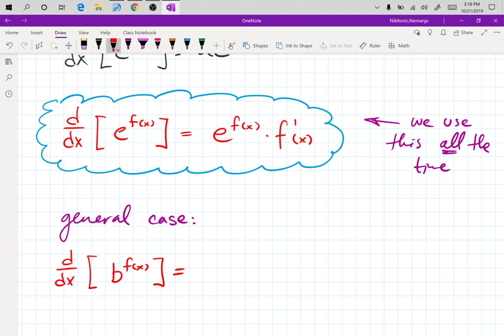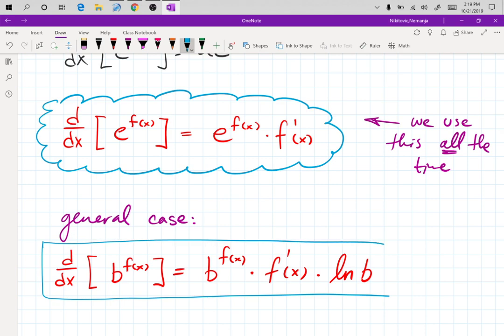But again, the one above is the one that we use all the time, because 99.999% of the problems are always with e's. You really have to go out of your way to find problems that do not have e in them if you are working on applications, right? So the derivative of b to the f of x would be b to the f of x times f prime of x times ln of b. So this would be the general case. But as I mentioned, most of the time you will be dealing with the one in the cloud up there.